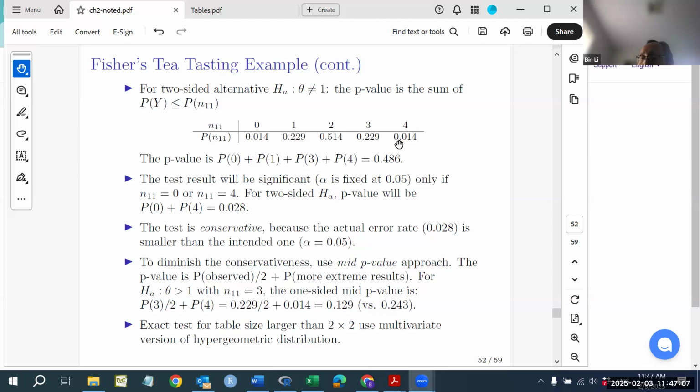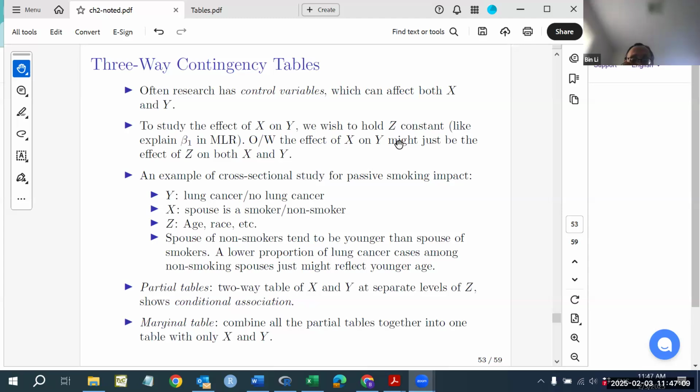Okay, the last topic for this one is the three-way contingency tables. So in some research, we have control variables that can affect both x and y. To study the effect of x on y, we need to hold z constant. Otherwise, the effect of x on y may be the effects of z on both x and y. So that is very important.